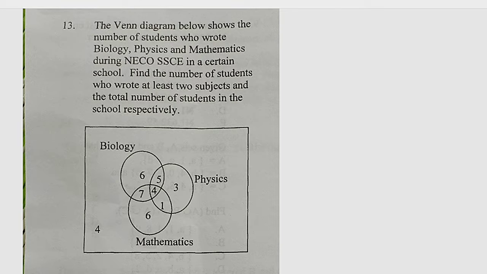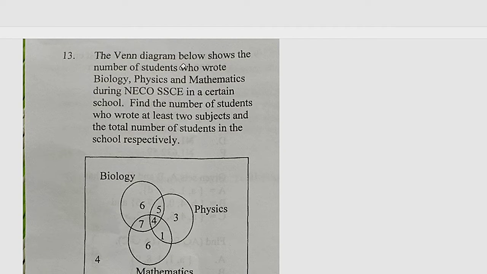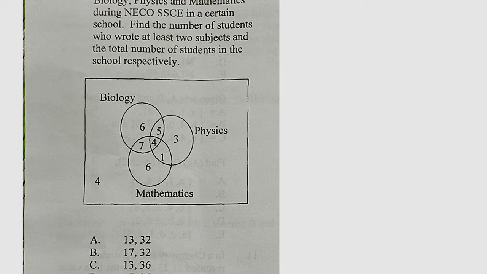Question number 13 reads, the Venn diagram below shows the number of students who wrote biology, physics, and mathematics during NECO SSCE in a certain school. We're asked to find the number of students who wrote at least 2 subjects and the number of students in the school, respectively. What does it mean to say at least? At least 2 means it could be 2 or more than 2.